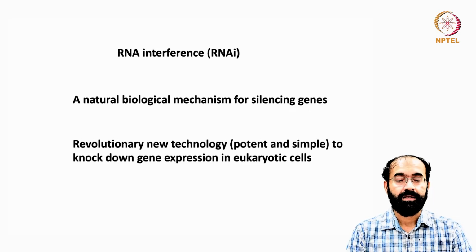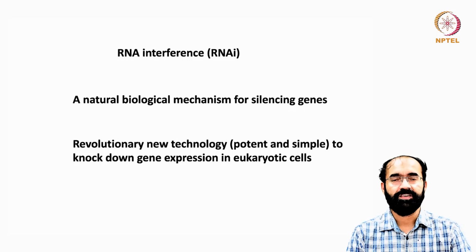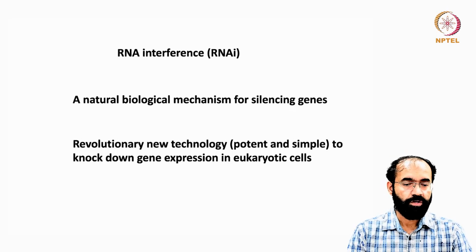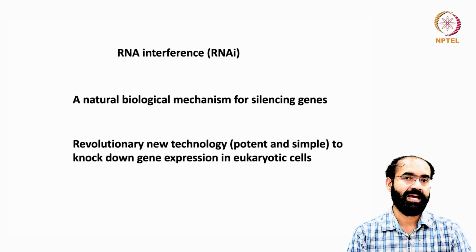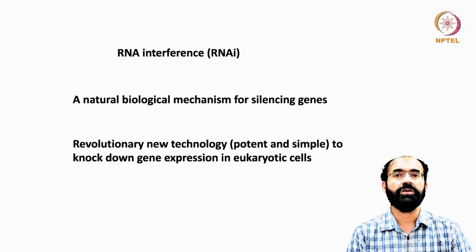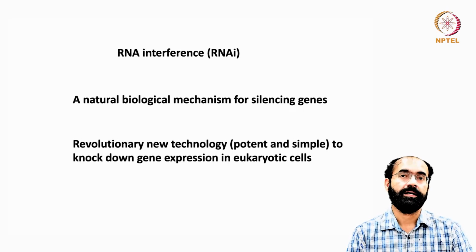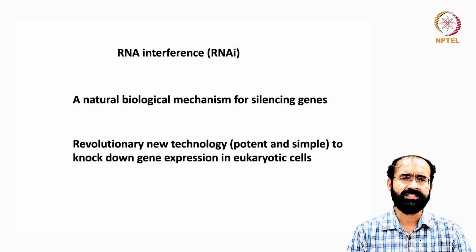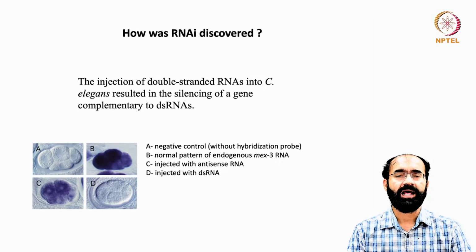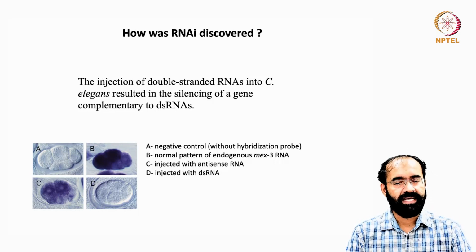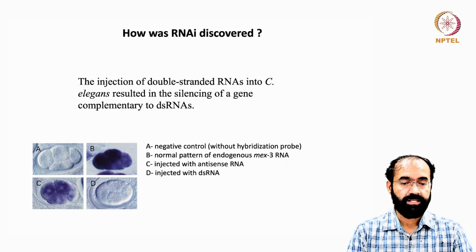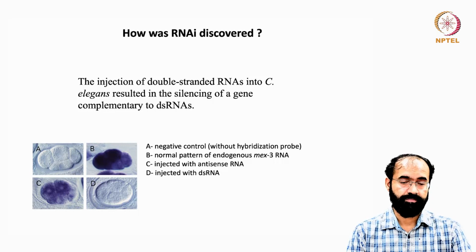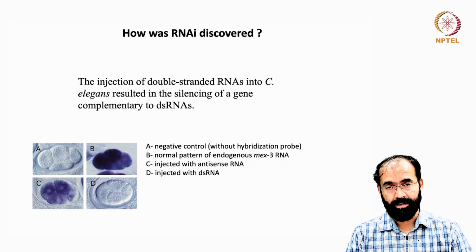So it is a revolutionary new technology. It is very powerful, but extremely simple, to knock down gene expression in eukaryotic cells. We saw some examples, like when we were talking about siRNA and gene knockdowns. They are all done with the help of RNA interference. Let us see how it was discovered. The injection of a double-stranded RNA into C. elegans resulted in silencing of a gene, and this normally has to be complementary to a double-stranded RNA.